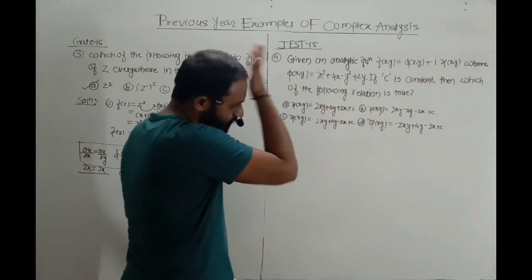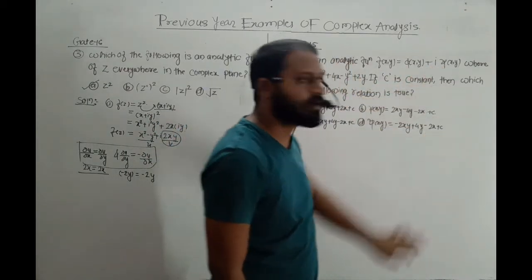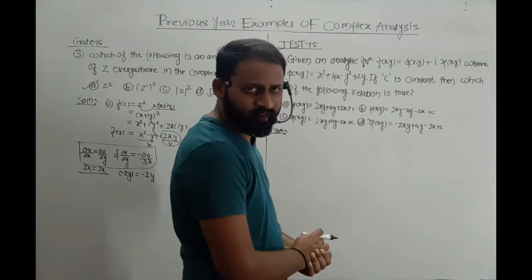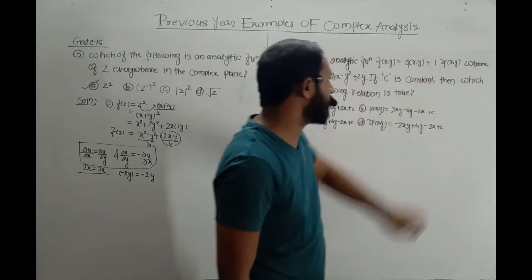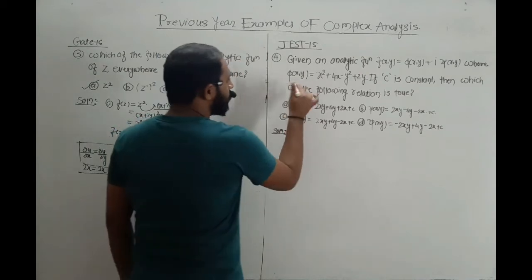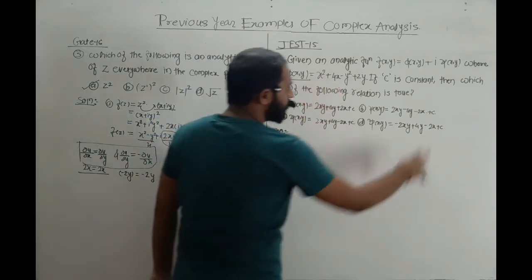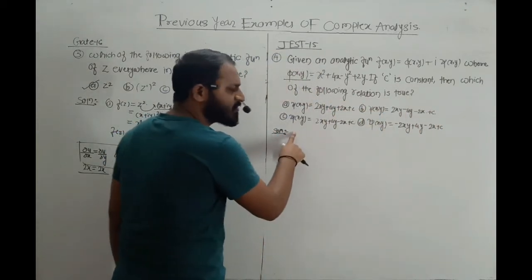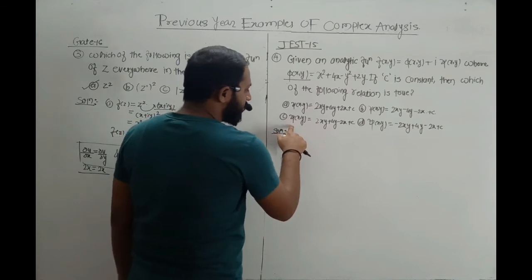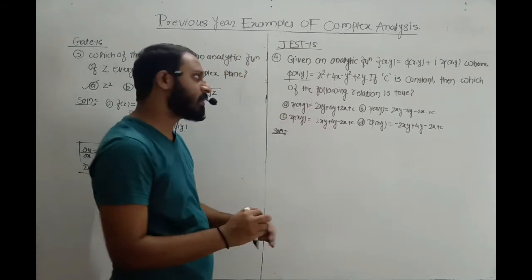Ab dekhiye, ye u, ye hamara v. We have just changed the variables. This is our real part and this is our imaginary part, where phi of x, y, that is the real part, is this. Then which of the following relations is correct? They are asking to find the imaginary part, the Shankar trishul, which is nothing but the imaginary part.